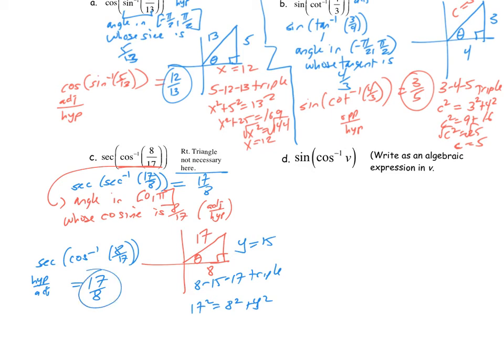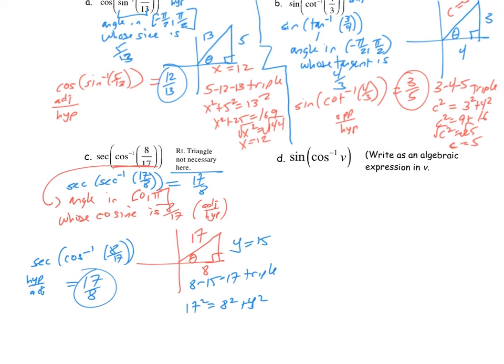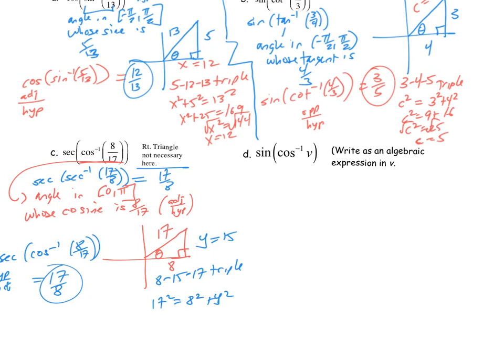All right, last problem. Now we're asked to find the sine of cosine inverse of v, and we need to write this as an algebraic expression. So remember, cosine inverse of v is going to be an angle in the interval 0 to pi, so on the top half of the unit circle, whose cosine is v, and I'm going to write it as v over 1 because I'm going to think of cosine as a ratio of the length of the adjacent side over the length of the hypotenuse.